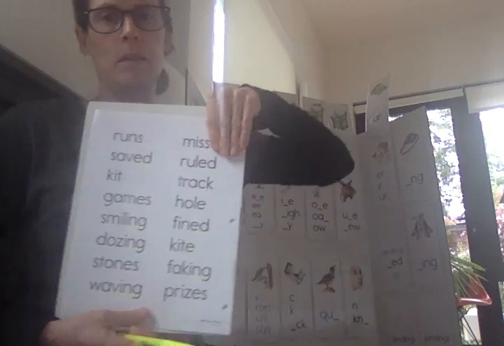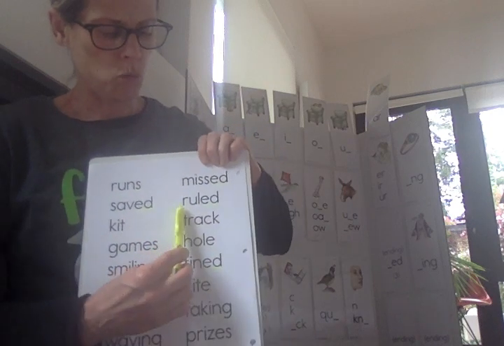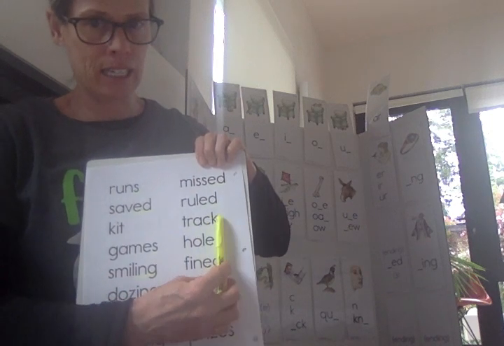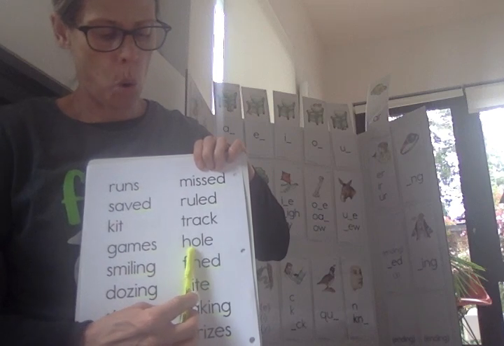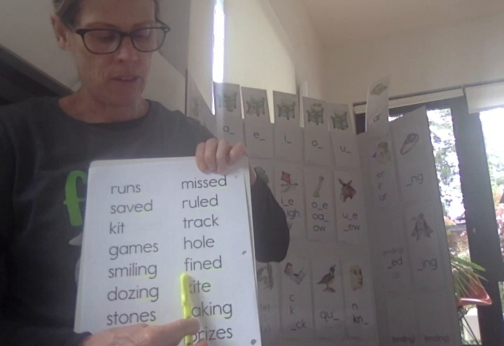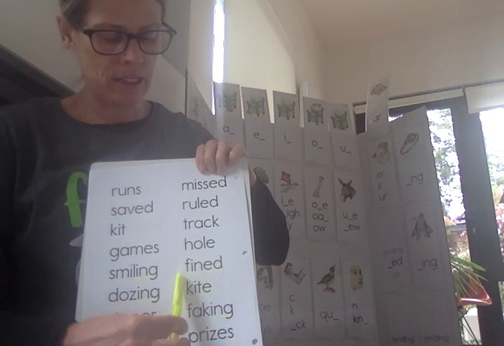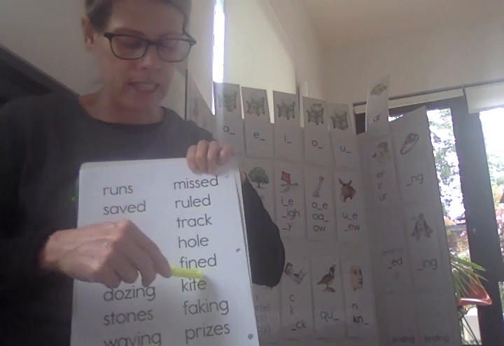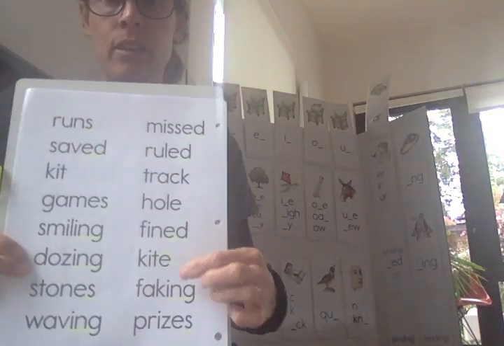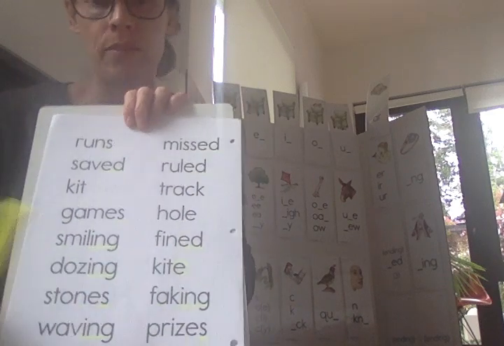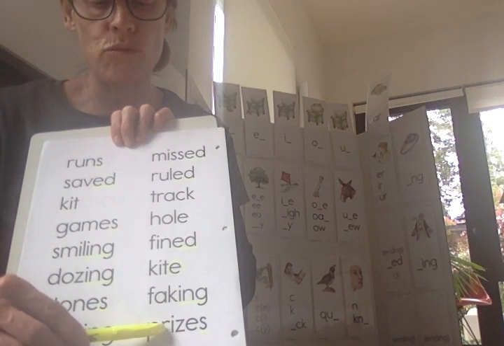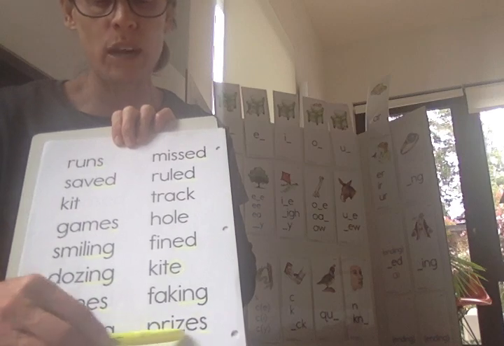I'm gonna cover that ED. It's gonna make it easier for me to read this word. Missed. Ruled. Track. Whole. Find. Kite. That silent E right here is jumping over, telling the I to say its name. I have it circled so we can recognize, oh, there's a silent E. Faking, and prizes.